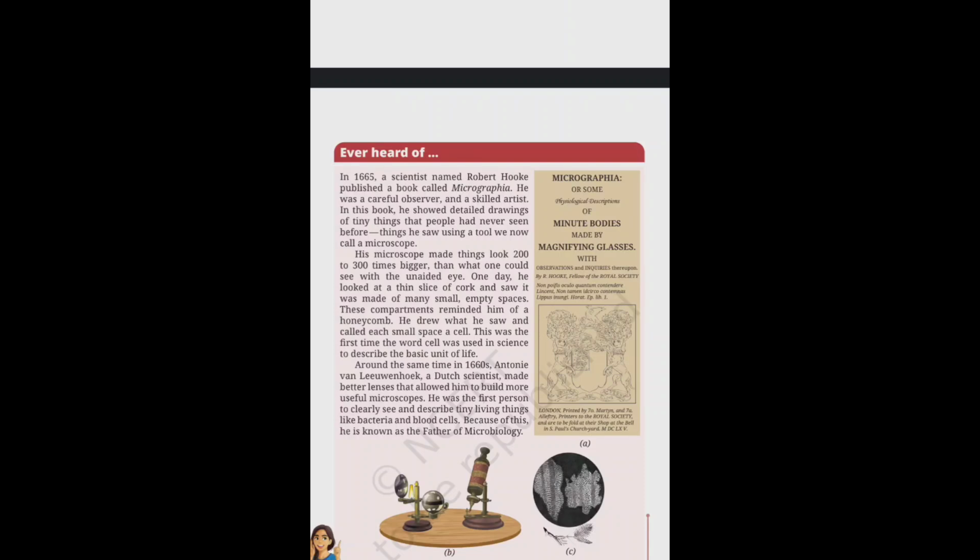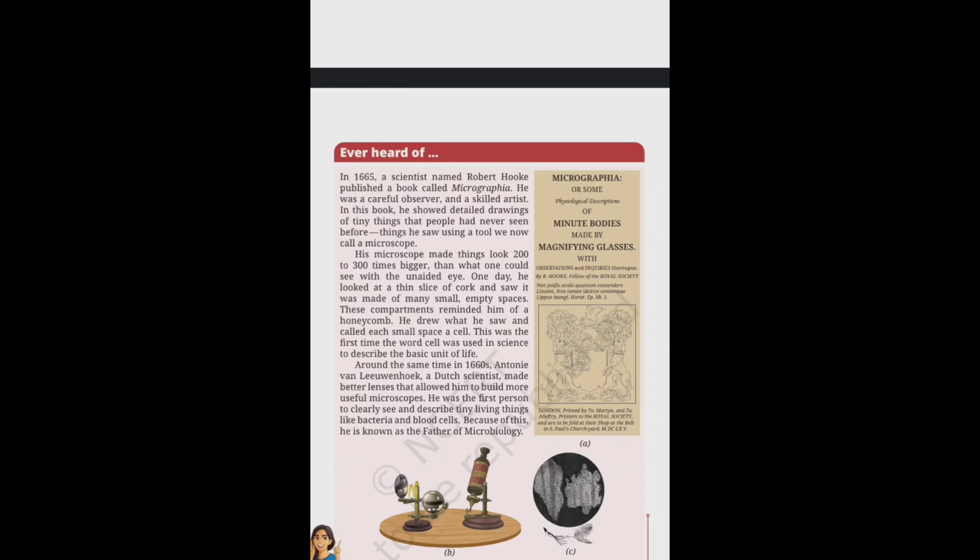Ever heard of this? You can explain, we can just explain this historical part. In 1665, a scientist named Robert Hooke, underline the scientist name, it's very important, Robert Hooke, and the book written by him is called Micrographia. Actually, this book consists of several drawings made by Robert Hooke about the small tiny things that he observed through his magnifying glass.